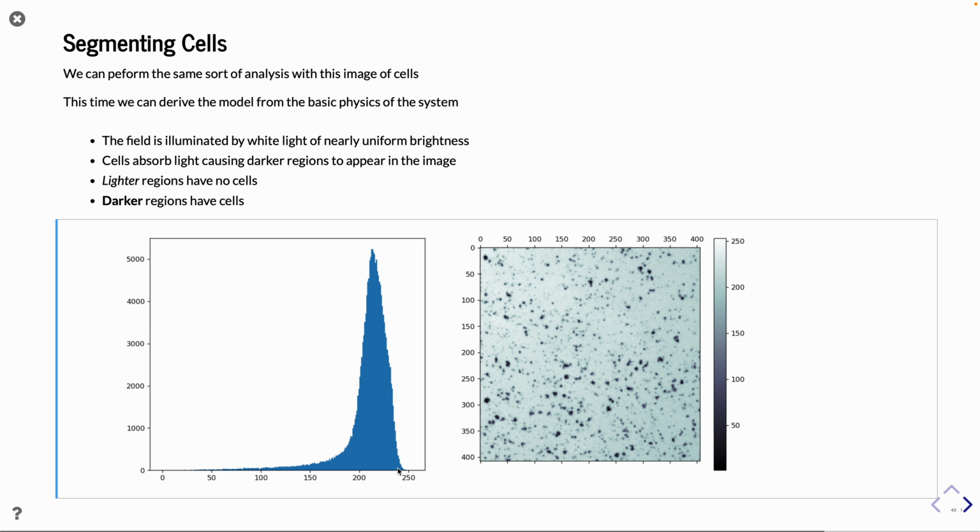And from this, we get the histogram. But in this case, the histogram doesn't have two distinct modes. It just has a long tail going down to the darker values. So here is now the question how to set the threshold without losing or doing misclassifications. And that's not a given, but let's try doing something.